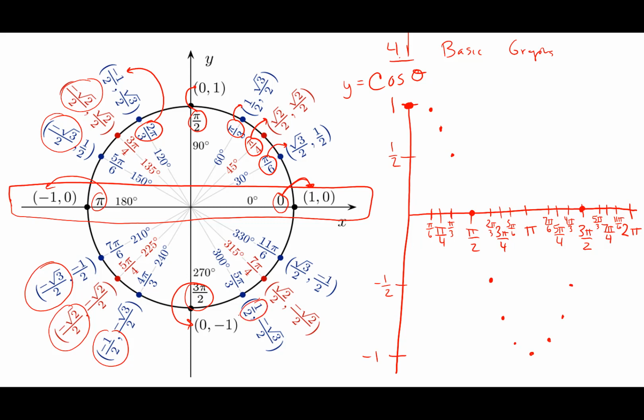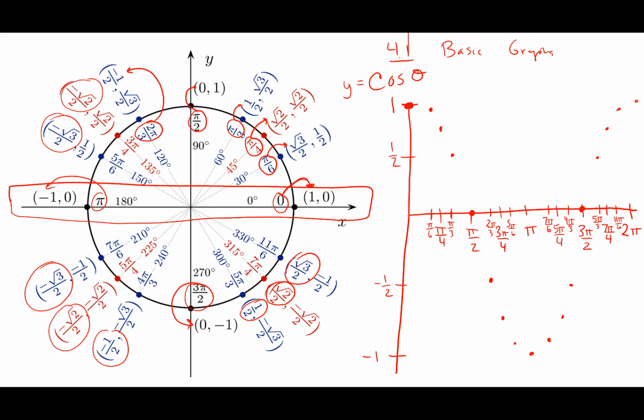Alright, let's keep on going. Almost done here. So this is 0.5 now. So it jumps to 0.5. At 7 pi over 4, it jumps to 0.7. At 11 pi over 6, it jumps to 0.9. And right at 2 pi, we're back up to 1.